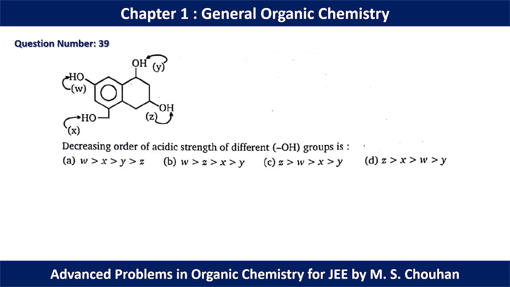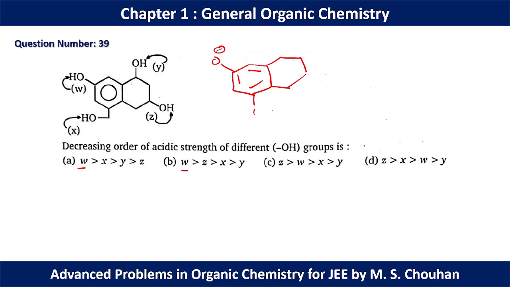In question number 39, the decreasing order of acidic strength should be explained like this. In W, this conjugate base is resonance stabilized, and this is the only conjugate base which is resonance stabilized. So W should be at the highest position. So here we have two options like this. Okay. Now phenyl can show the minus I effect.